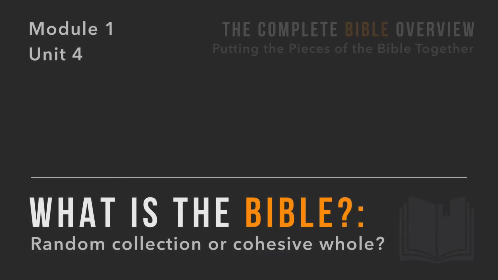Unit 4. What is the Bible? Is it a random collection or a cohesive whole? As we go into studying the Bible, we want to answer this question. If it is just a random collection, just books that were put together, that's one thing. But if it's a cohesive whole, if the pieces have a natural design and fit together so that they form a whole that is greater than the sum of the parts, that's going to be a whole different matter entirely.